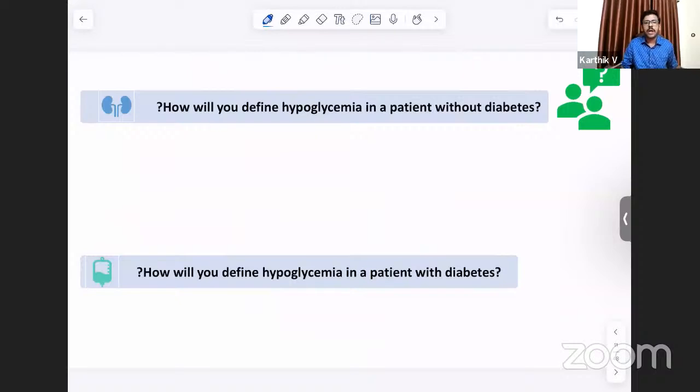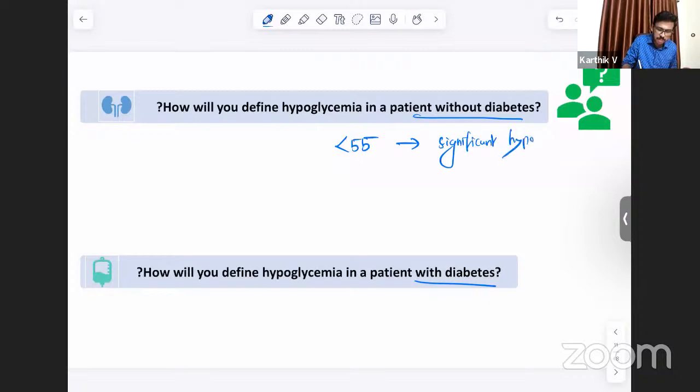Okay, now how are you going to define hypoglycemia in a patient without diabetes and hypoglycemia in a patient with diabetes? Is there any such technical difference? Actually, there is. Although it is not endorsed by professional guidelines, what we clinically use is that in a normal patient, that is without any glucose metabolism disorder like diabetes, less than 55 is what you consider as significant hypoglycemia.